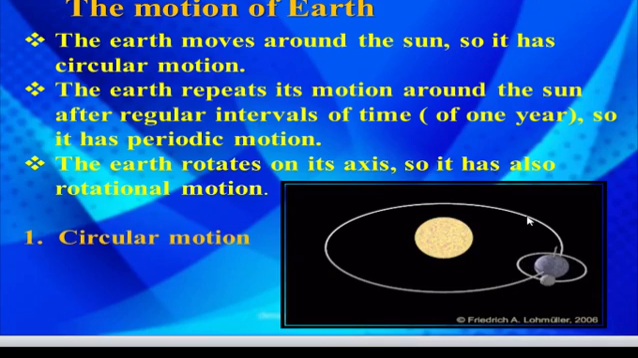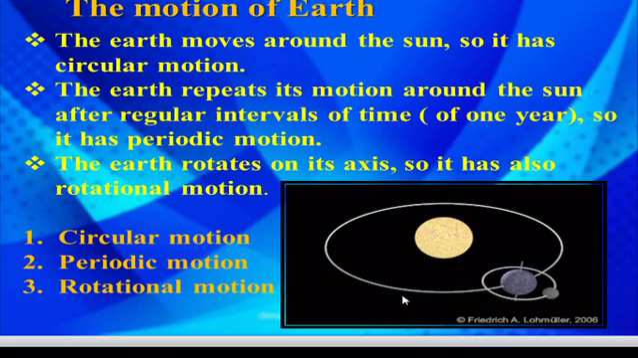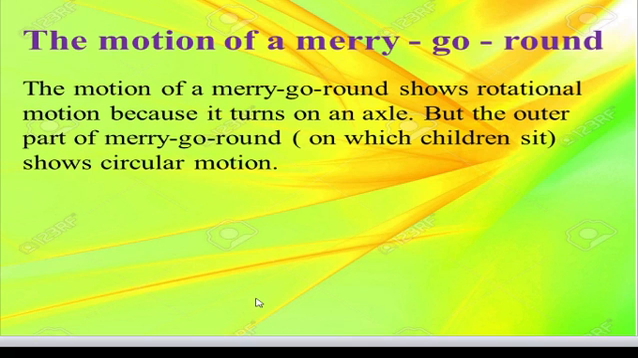One is circular motion. See here, the earth rotates around the sun in its orbit in the form of circular motion, and the second one is periodic motion. It is continuously moving, yes or no? Every year it is continuously moving. And the third one is rotational motion. So this is one example: the motion of the earth has three types of motion: circular motion, periodic motion, and the last one is rotational motion.